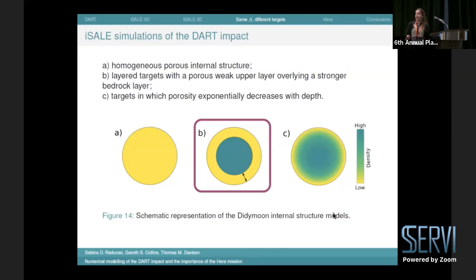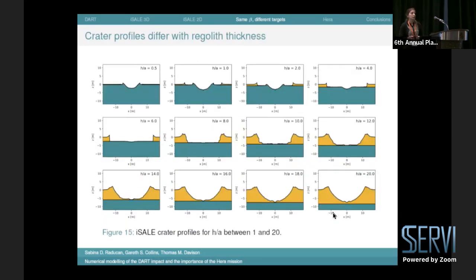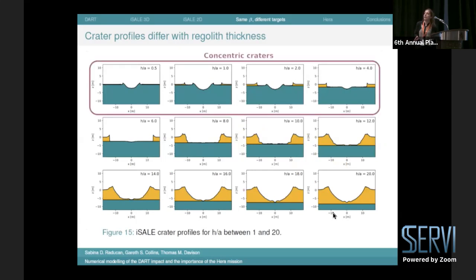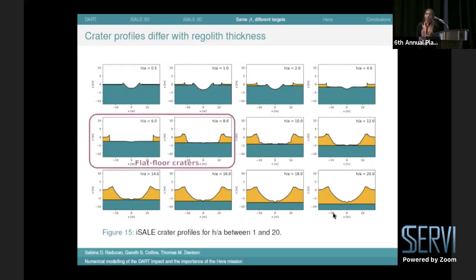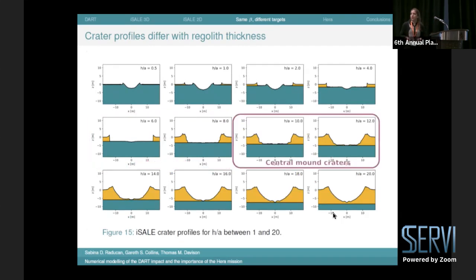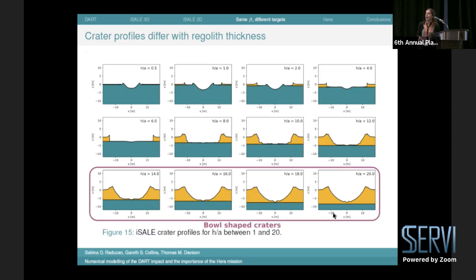If the target is layered, these simulations are very interesting because we end up with crater profiles that look very different. For very thin regolith layers, we end up with what are called concentric craters. For slightly thicker layers, we get flat floor craters, and then there are central mount craters. And then for very thick regolith layers, we get craters that resemble a crater into a homogeneous target, the bowl-shaped craters.